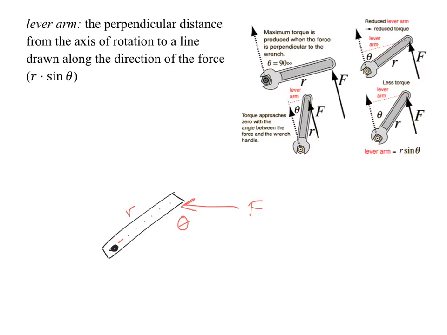You don't necessarily have to know exactly what I'm going to show you. It's going to be a little bit of a trig proof or a trig example. But the concept here is this: if I want to know what the lever arm is, I need to extend that force indefinitely. So take your force line and just extend it. This is the second part of the definition: to a line drawn along the direction of the force. Now, if you were to connect the pin to that line and make a 90 degree angle, it could only happen one way. It could only happen from here.